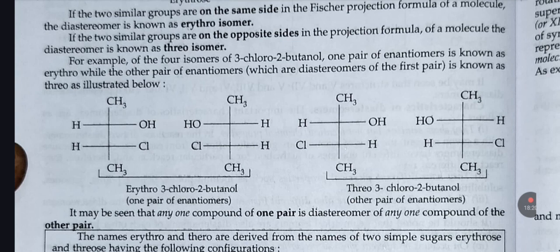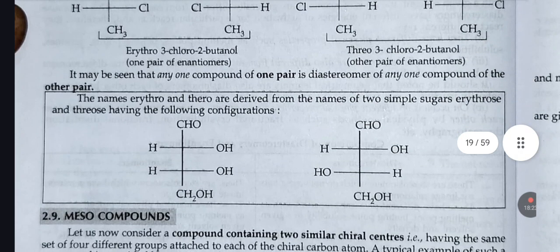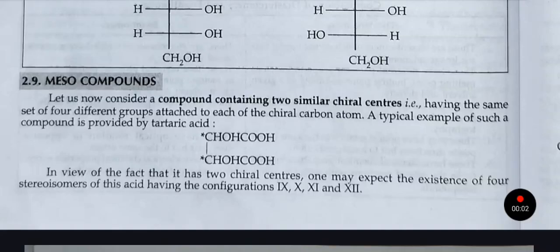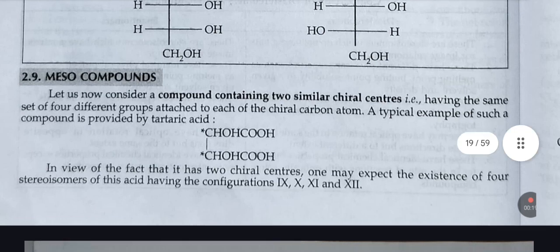It may be seen that any one compound of one pair is a diastereomer of any one compound of the other pair. The names erythro and threo are derived from the names of two simple sugars, erythrose and threose, having the following conformation. Meso compounds. Let us now consider a compound containing two similar chiral centers, having the same set of four different groups attached to each of the chiral carbon atoms. A typical example of such a compound is tartaric acid.